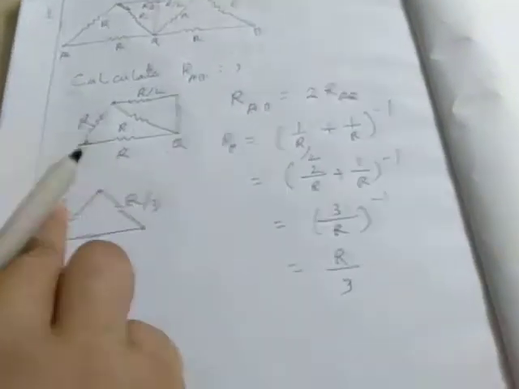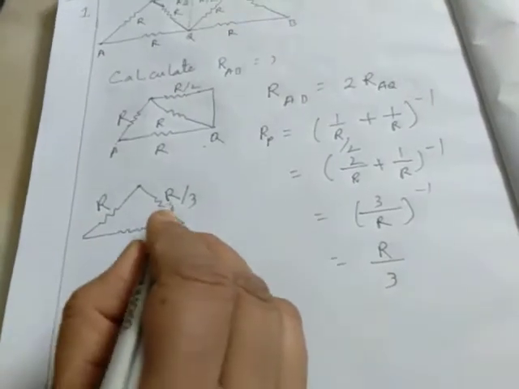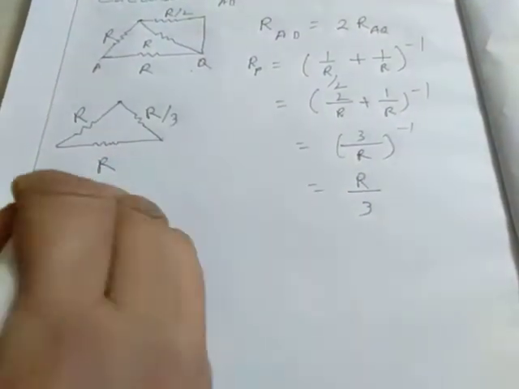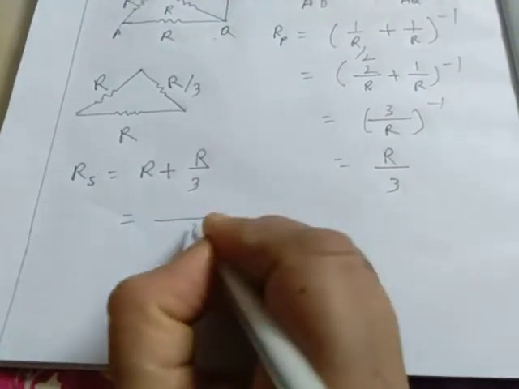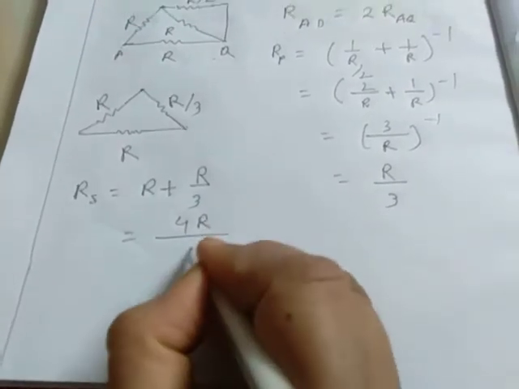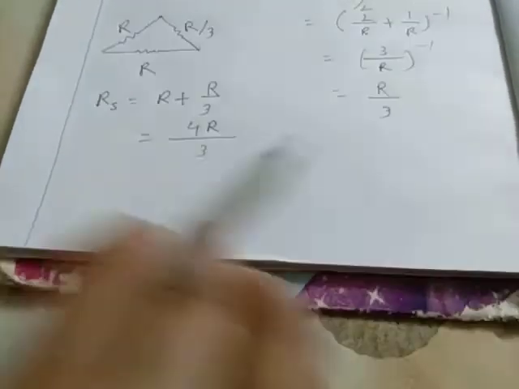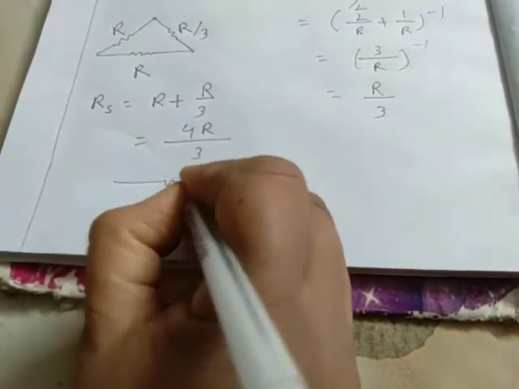So it is R, and it is R by 3. Now look, these R and this R by 3 are in which connection? They are in series connection. So now R is equal to R plus R by 3, that is equal to 4R by 3. Okay, so when these two become 4R by 3, then again draw the circuit.